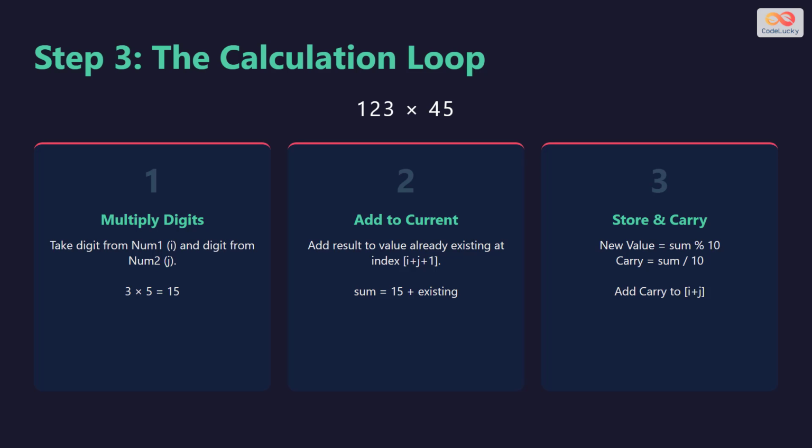Let us break down the loop. For every pair of digits, we calculate their product. We then add this product to whatever value already exists at the current position in our result array. This running sum allows us to accumulate values just like we do when adding partial products on paper.